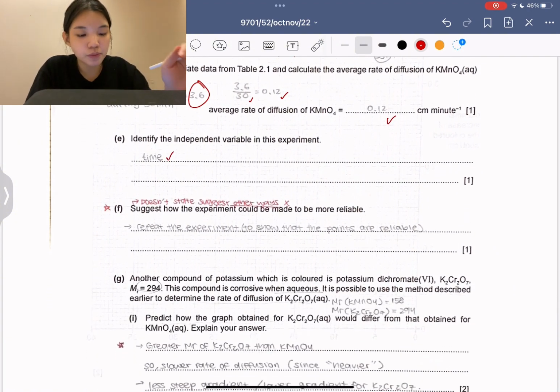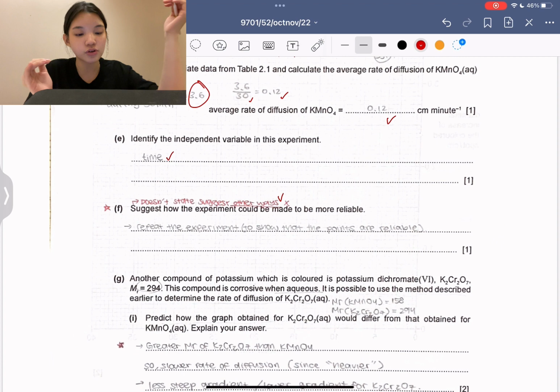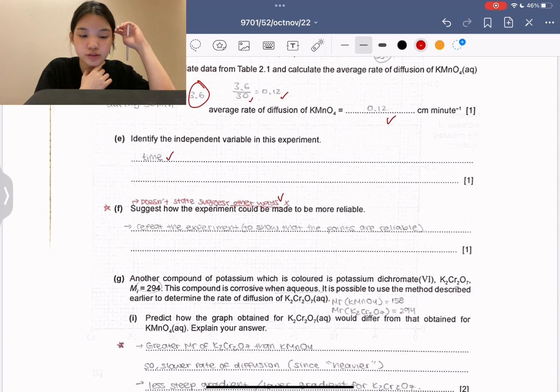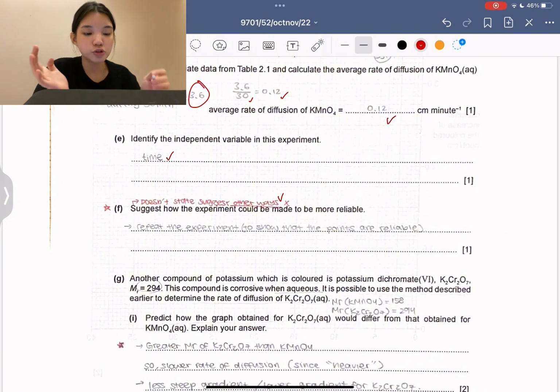Suggest how the experiment could be made to be more reliable. It states suggest how the experiment. It doesn't state suggest other ways. That's a mistake of mine. I actually initially suggested other ways to make the experiment more reliable by adding new variables. However, I'm not supposed to do that in this case. You're just supposed to say repeat the experiment to show that the points that you got in the first trial are the same as the points you're going to get in the second and third trials. So it shows that the points are reliable.